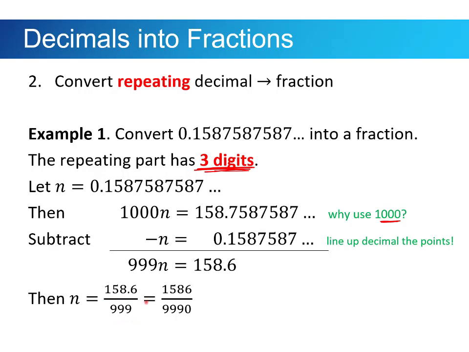Now, it's not usual to see a decimal point in a fraction, so I need to multiply the top and the bottom by 10, which moves the decimal point 1 place to the right and puts an extra 0 on the bottom. So I end up with 1586 divided by 9,990. And look at that. That is a fraction that gives the decimal that I started off with at the very beginning.